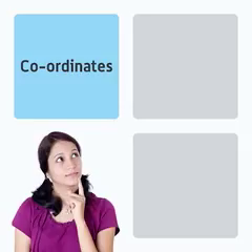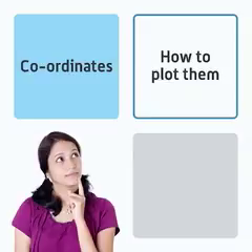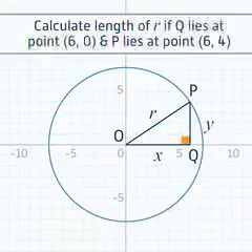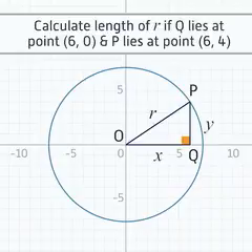Sometimes questions involve coordinates, and we need to remember how to plot coordinates. We also need to know properties of circles if they're involved. Let's say we're asked to calculate the length of r if Q lies at (0, 6) and P lies at (6, 4). Here, we need the length of x, which is the distance from (0, 0) to (6, 0), so it's just 6 units. The length of y is from (6, 0) to (6, 4), in the y direction only, so this is 4 units.